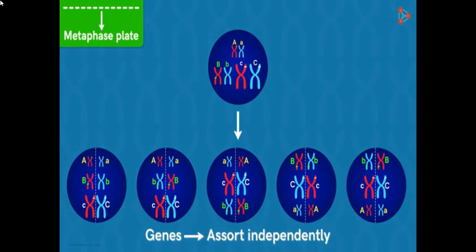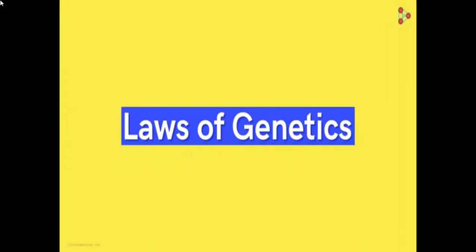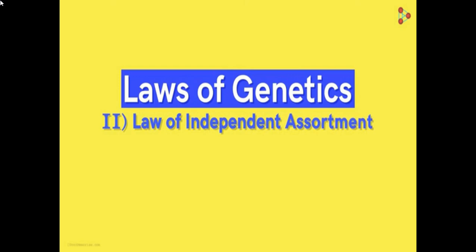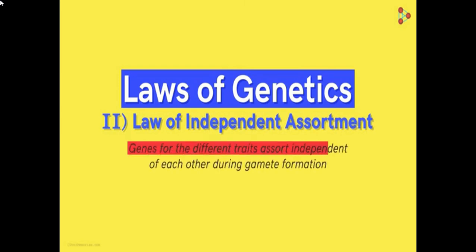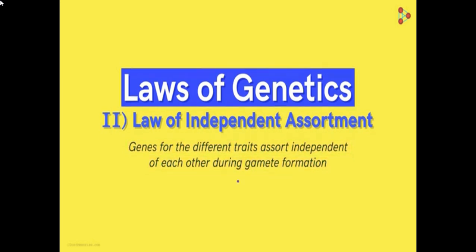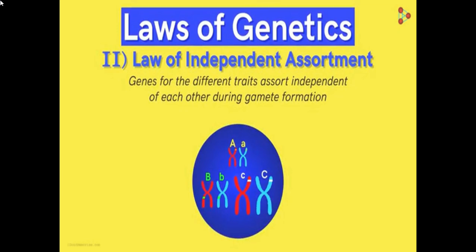This is exactly what Mendel had to say in his second law of genetics. It's named the law of independent assortment. The law says that genes for the different traits assort independent of each other during gamete formation. Let's understand this with the help of this cell. The first part says genes for different traits. This means we are addressing the genes which represent diverse traits.